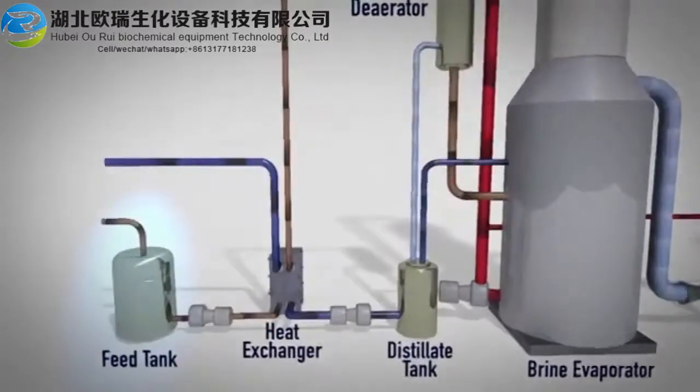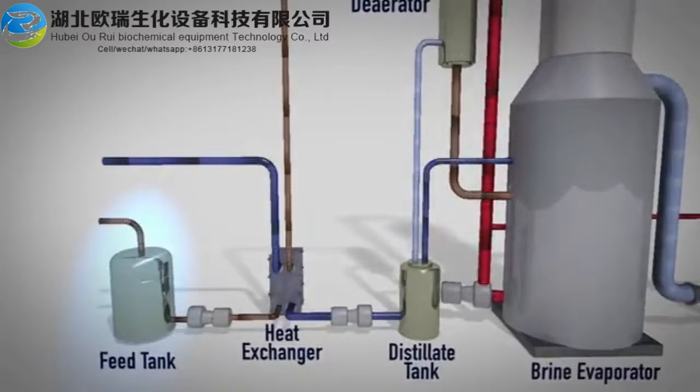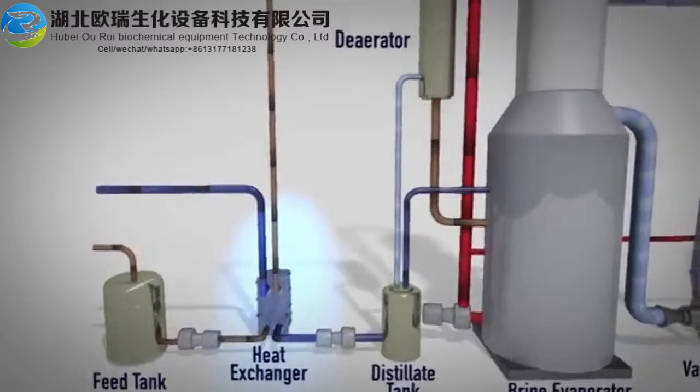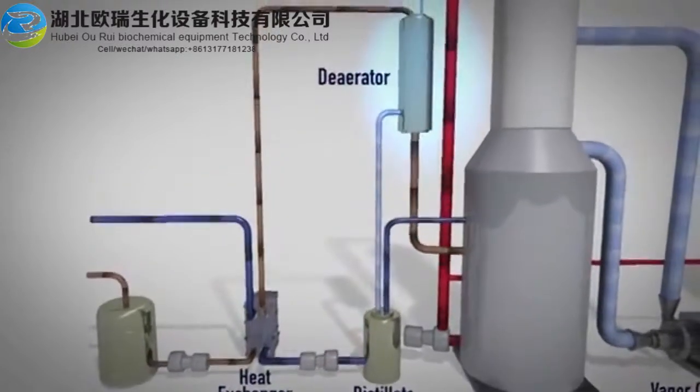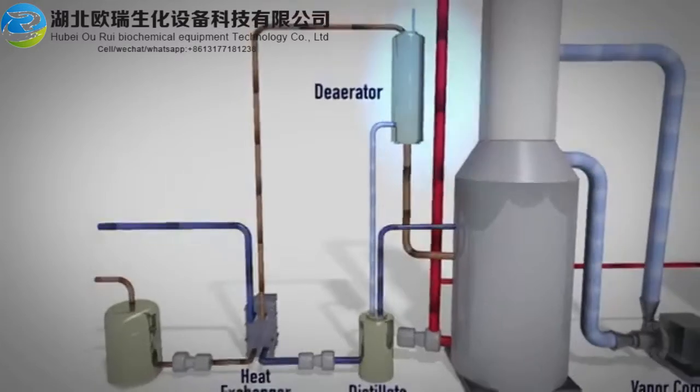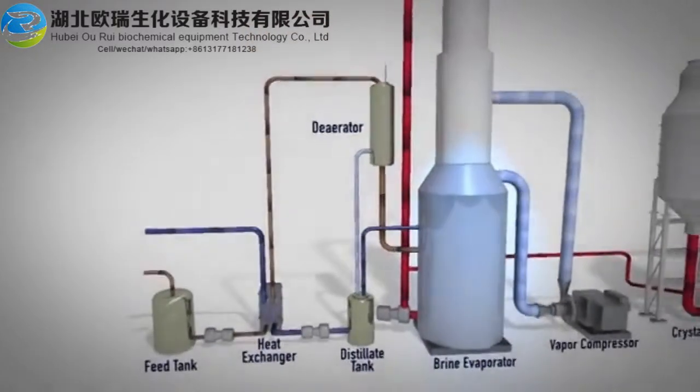Feed wastewater is transferred from a wastewater pond or tank and is pumped into a feed tank. Here in the feed tank, the pH is adjusted for deaeration or decarbonation. The feed pump then transfers the wastewater through the heat exchanger, where the temperature is raised to near its boiling point. The heated brine is then pumped up to the deaerator. In the deaerator, non-condensable gases such as carbon dioxide and oxygen are removed from the brine. The deaerated brine then flows into the brine evaporator sump.